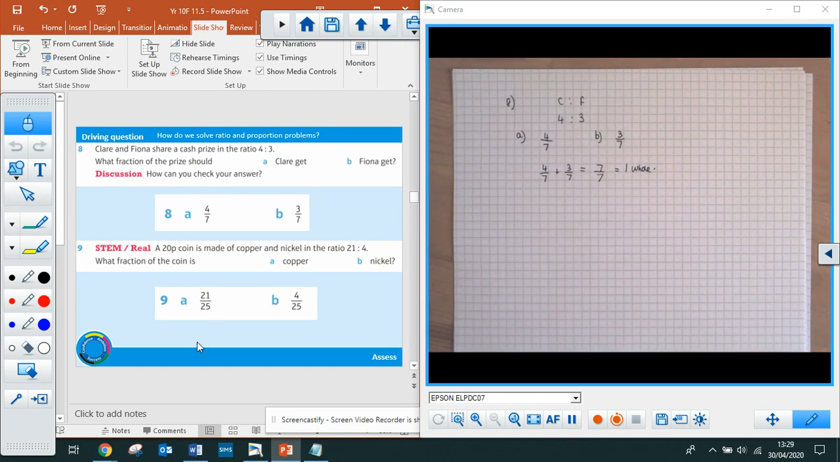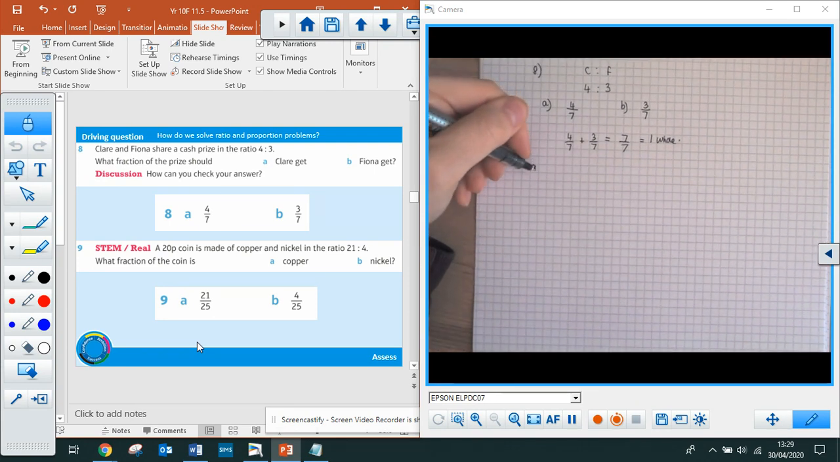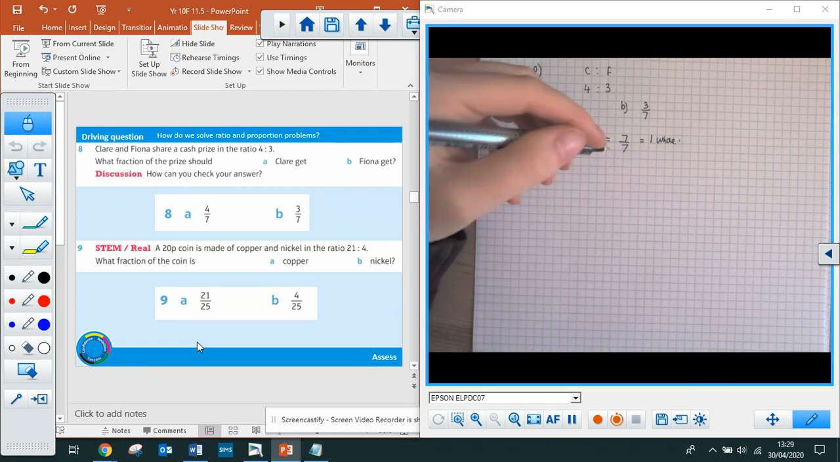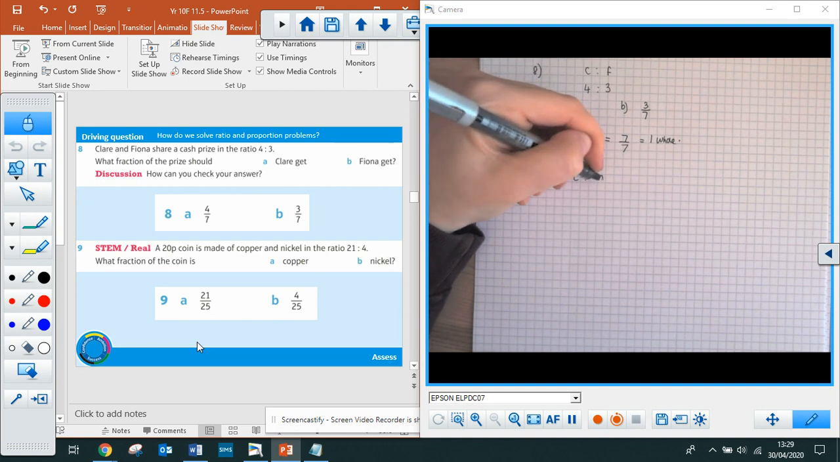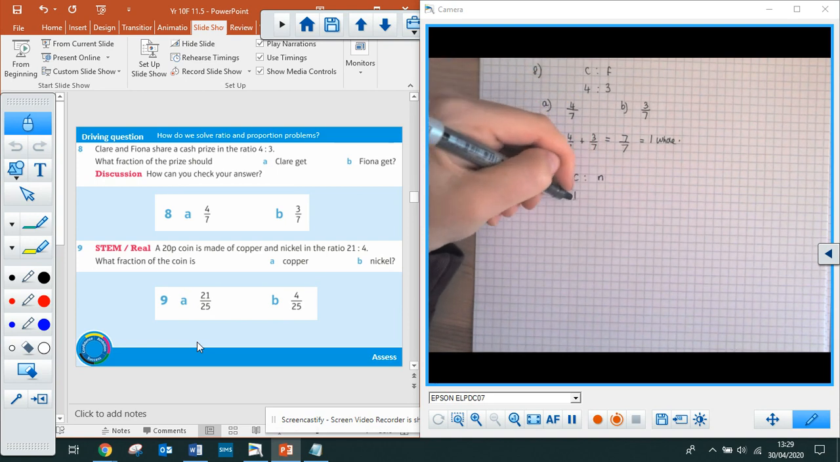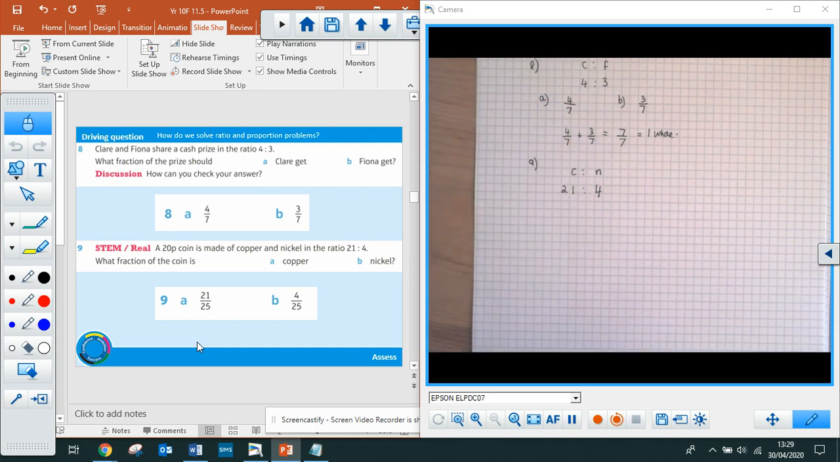Okay? Question 9 says, a 20p coin is made of copper and nickel in the ratio 21:4. Okay, so copper to nickel, we've got 21:4.